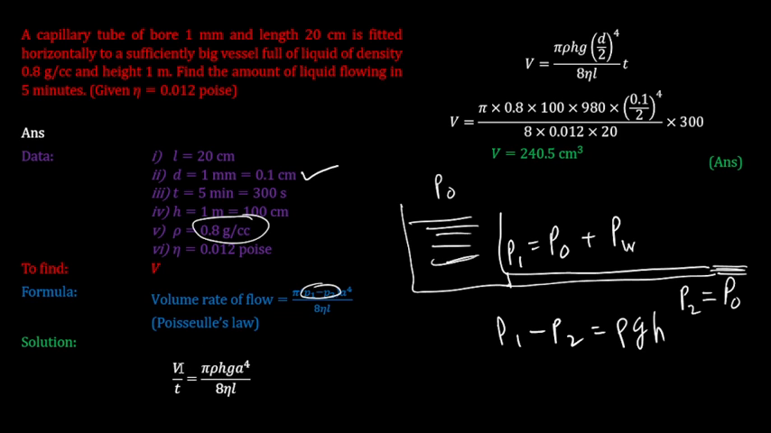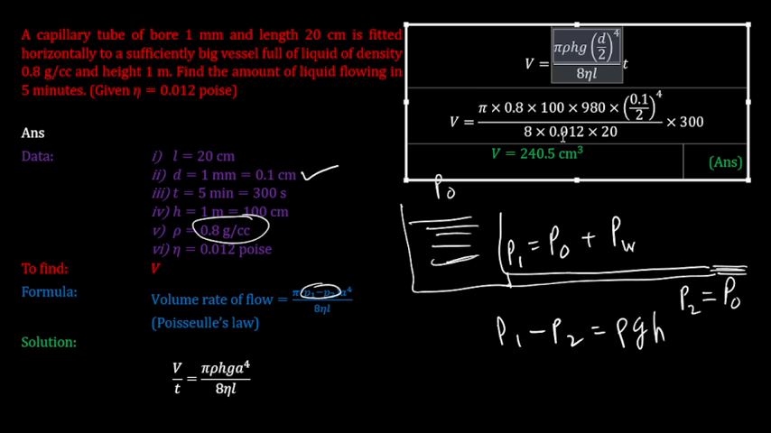On the left hand side we write V upon t. The time is given, it is 5 minutes, we have to find the volume of the liquid flowing in 5 minutes. So we bring this time on the right hand side and we get this equation. Now we simply substitute the values of all the quantities and get the volume to be 240.5 centimeter cube that flows in 5 minutes.